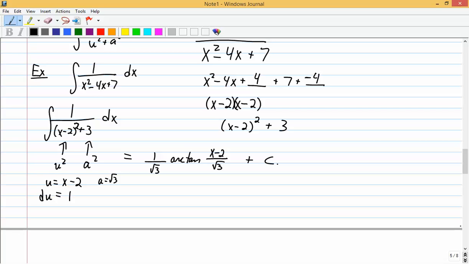plus c. It is acceptable to leave your answer in this form, but me personally, I rationalize. Even though it does make this part look a little, I guess this part does get a little more complicated, but I usually rationalize.